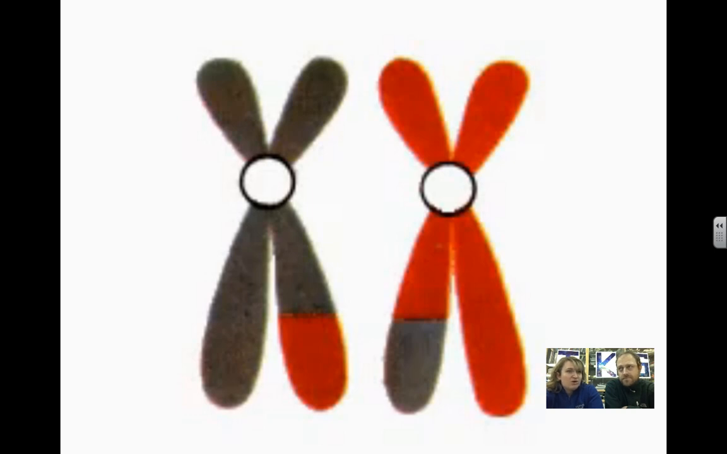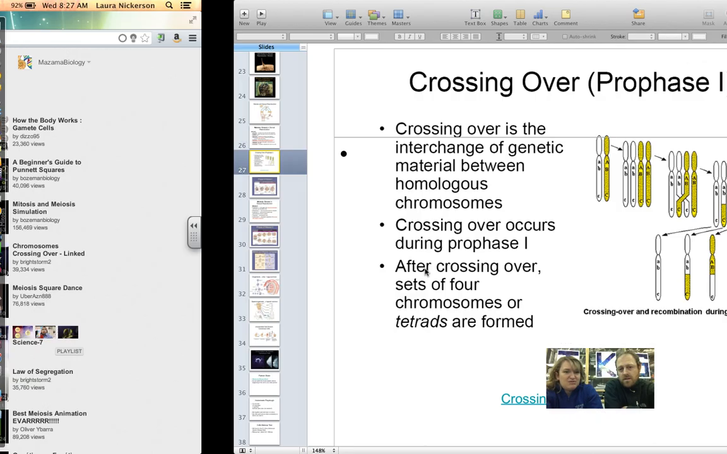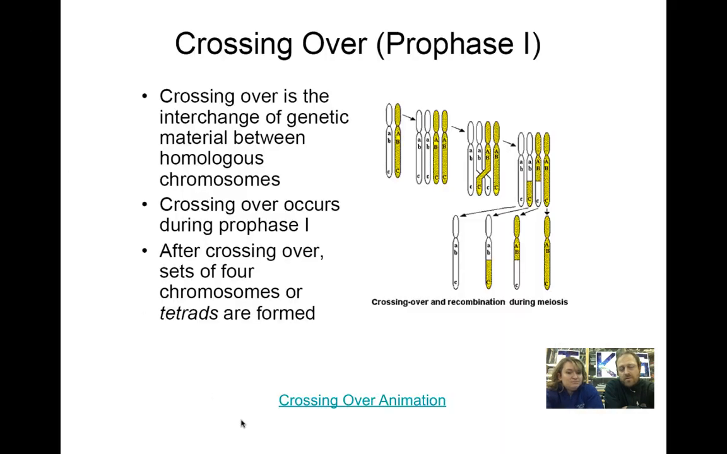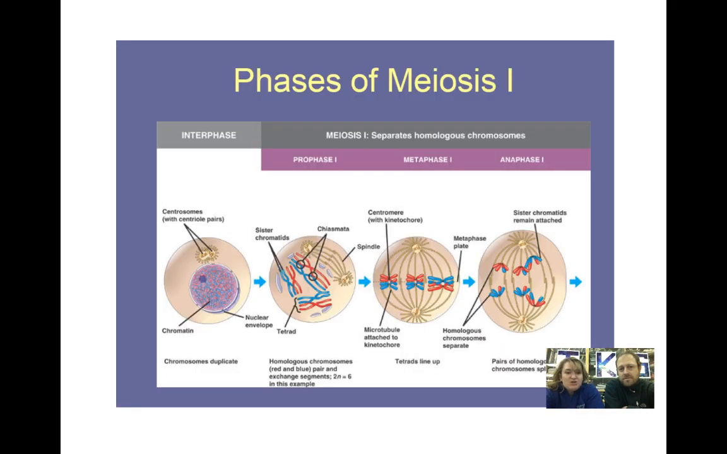Without crossing over, our DNA would kind of become stale, and we would all start to look alike, and everything would seem to be the same. Yeah, we would not have that genetic variation that we have. So we talked about the phases of meiosis here. We've got meiosis 1, so interphase, cells growing. Prophase. Chromosomes appear.